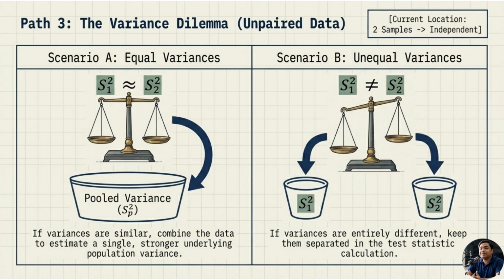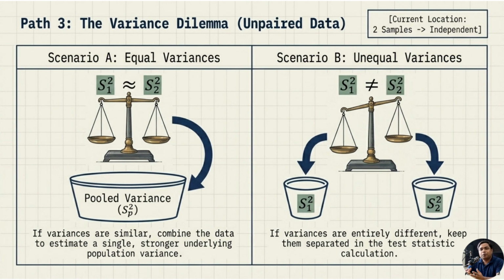In scenario B, the variances are unequal. In this case, we should not combine them. Each group keeps its own variance in the formula. This is important because variance tells us how spread out the data are. If one group has very stable values and another group has highly scattered values, treating them as if they have the same variance may distort the result. So, for unpaired data, the major decision is, are the sample variances similar?